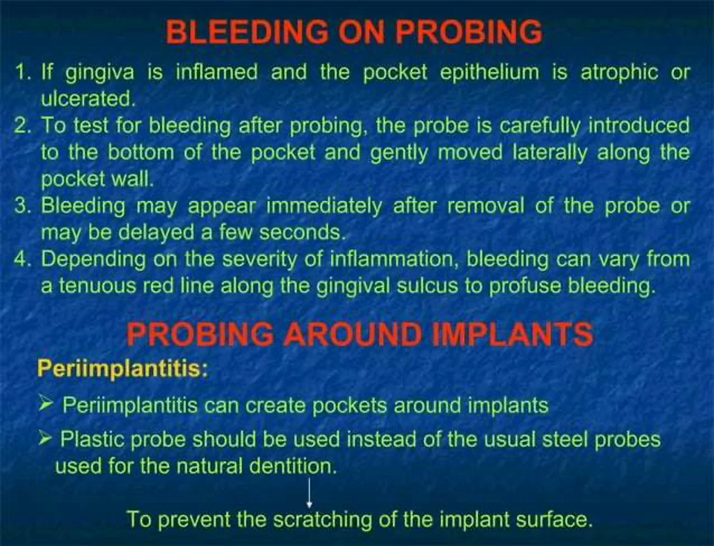Probing around the implants. Peri-implantitis can occur and create a pocket around the implant. A plastic probe should be used instead of the usual steel probe used for natural dentition to prevent scratching of the implant surface.